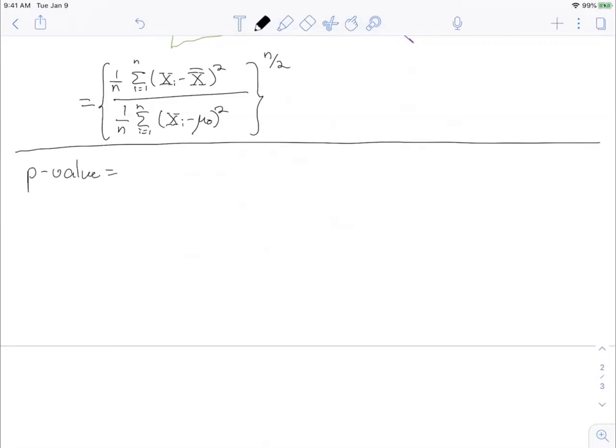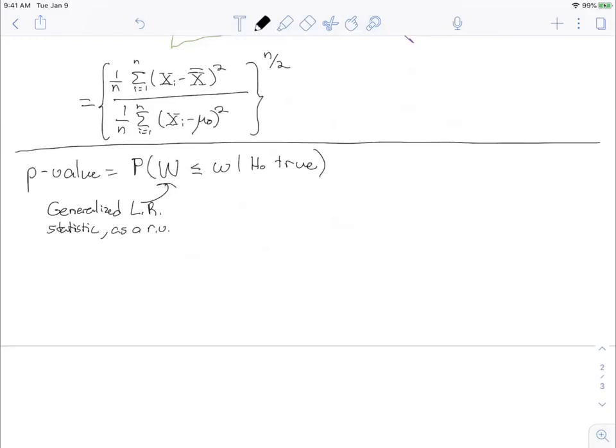The p-value is still calculated as the probability that the random variable likelihood ratio statistic, or generalized likelihood ratio statistic, W, is less than or equal to the observed value of that likelihood ratio statistic, lowercase w, given that the null hypothesis is true. So just to be clear, this one is going to be the generalized likelihood ratio statistic, but as a random variable.